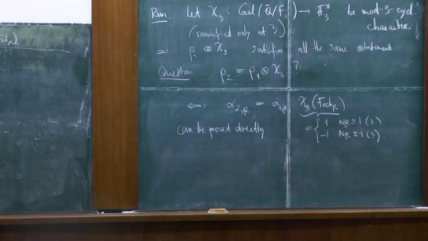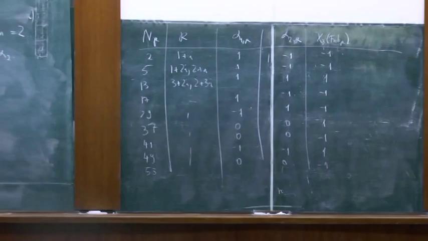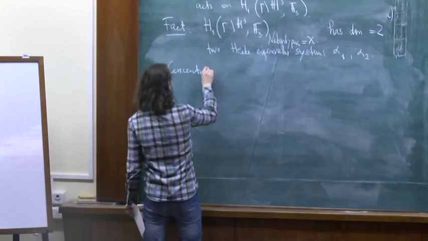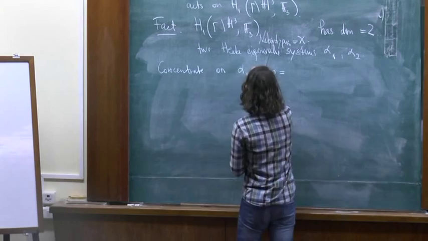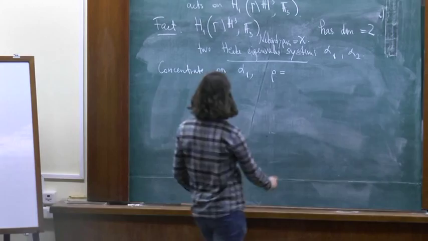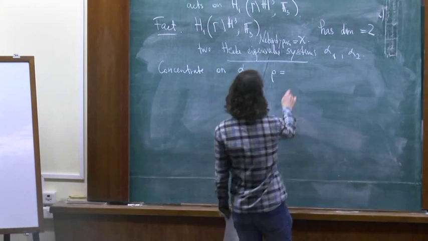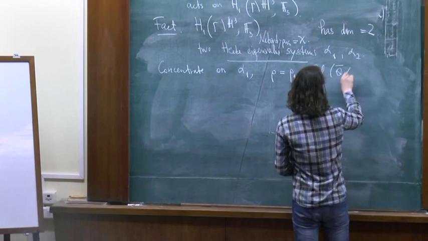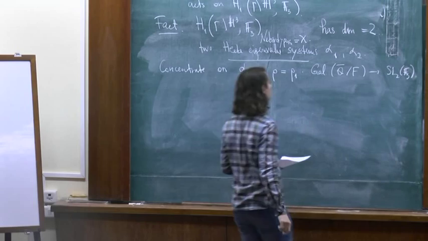So, but still, what is this Galois representation? Let's concentrate on this eigenvalue system alpha 1, because the other one is just a twist, so there's not much information there. So let's call rho this representation rho 1, which goes from the absolute Galois group to S3.